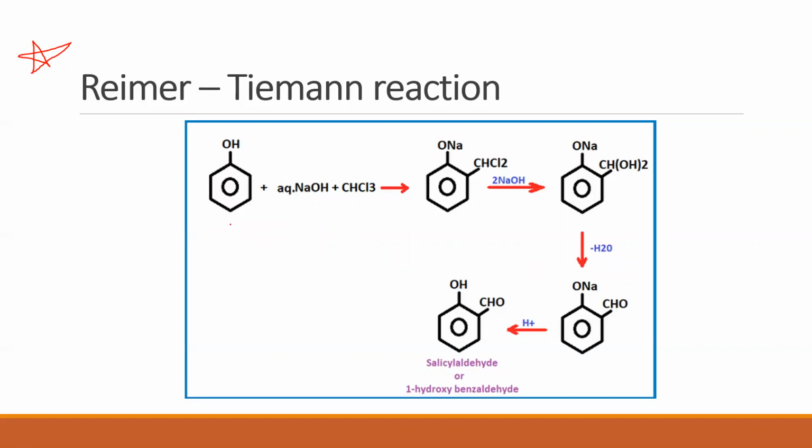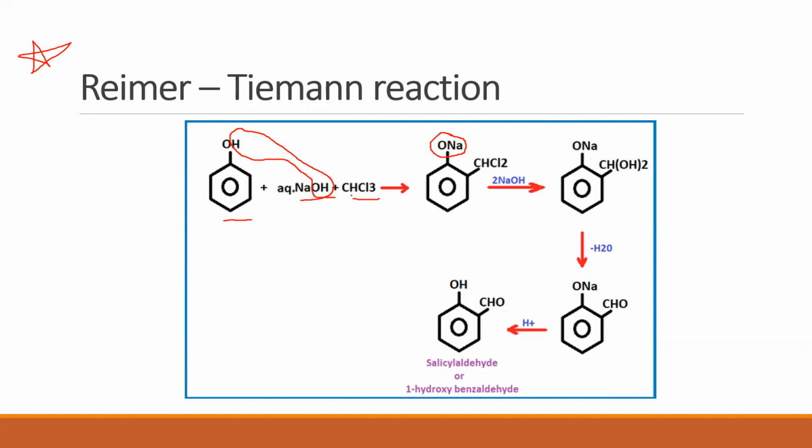Now, in Reimer-Tiemann, the starting compound is a phenol. This is made to react with NaOH and chloroform. This is nothing but chloroform. CHCl3 is chloroform. So what will happen when phenol is made to react with NaOH is, we know this already, H plus from here takes away OH from here to go out as water. What remains here? Na remains. Na gets substituted in place of hydrogen to become ONa. So this is what NaOH does.